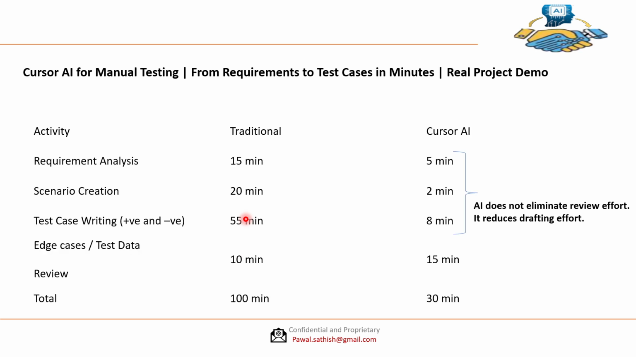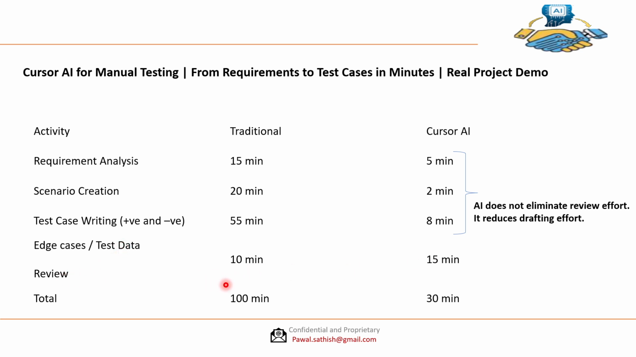Now if you compare how much time is saved: here you can see within 5 minutes. In the traditional approach, requirement analysis takes 15 minutes. Using Cursor AI, you just give the prompt. We need to refactor the prompts if it is not giving the correct output, so we'll assume 5 minutes it will take. Then scenario creation, test case writing, positive and negative. Overall, it's 1 hour in the traditional way, but within 10 minutes Cursor AI generates the test data and test cases along with the steps. It is even considering the edge cases as well, and our task is just to perform the review.